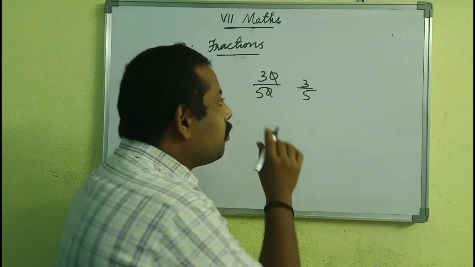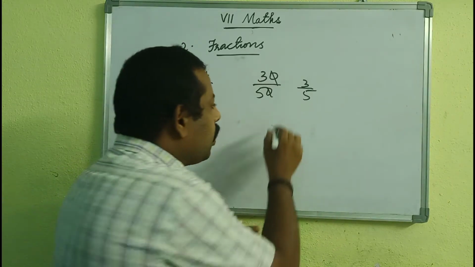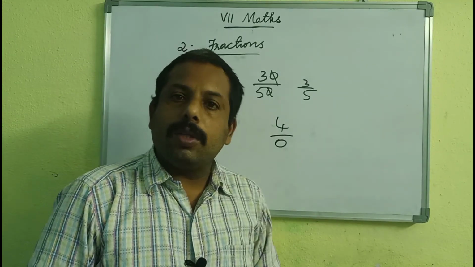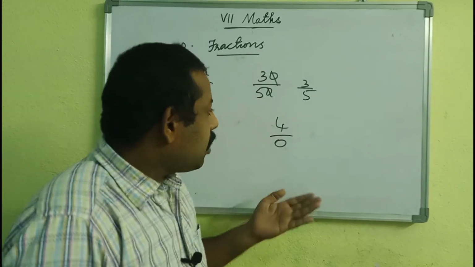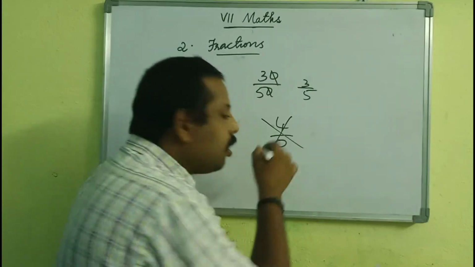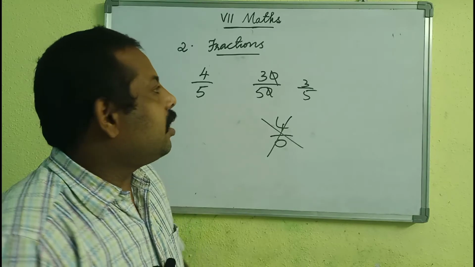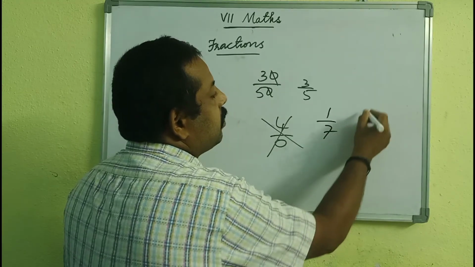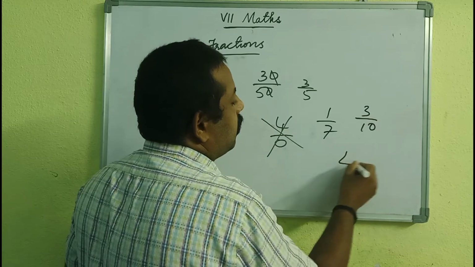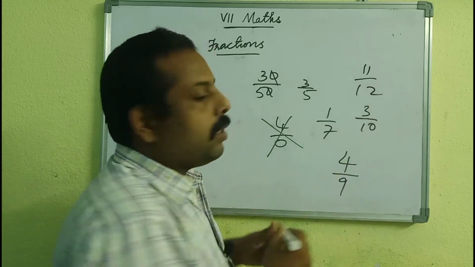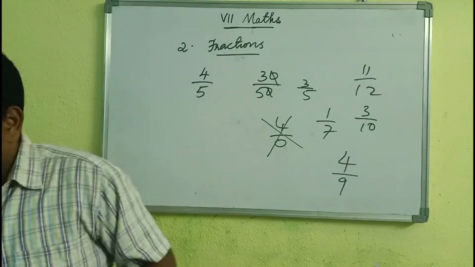So beware, whenever you write, don't write like this, because division by 0 is not defined. So we can't write 4 by 0 or 5 by 0, 6 by 0. This is entirely wrong. We should not write like that. Examples of some fractions: 1 by 7, 3 by 10, 4 by 9, 11 by 12, and so on.